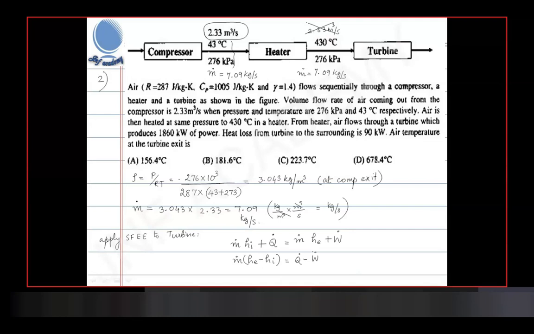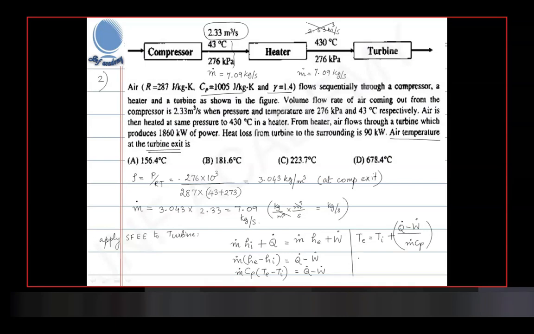I'm keeping the enthalpies on one side and the heat and work on the other side, because I have to find the air temperature at the exit. So I'll keep the exit enthalpy on the left side. Because air can be assumed as an ideal gas and you're also given the Cp and gamma values, you can write he minus hi as Cp (Te minus Ti) equals Q dot minus W dot. On rearranging, Te equals Ti plus (Q dot minus W dot) divided by (m dot into Cp).